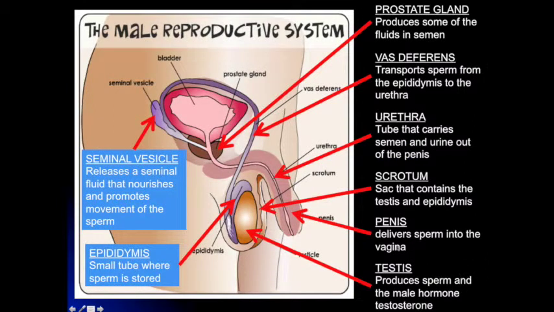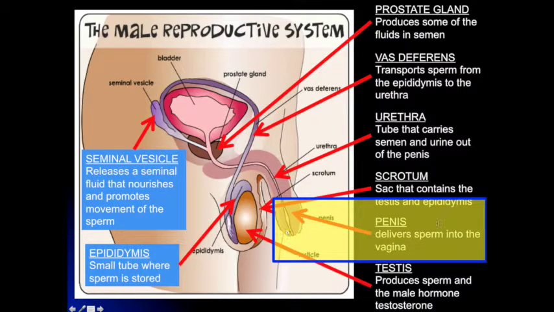So, how does the sperm get to the egg? Now the answer here is one of your vocabulary words. It is through sexual intercourse. So remember, what is the job of the penis? It's the job of the penis to deliver sperm into the vagina.